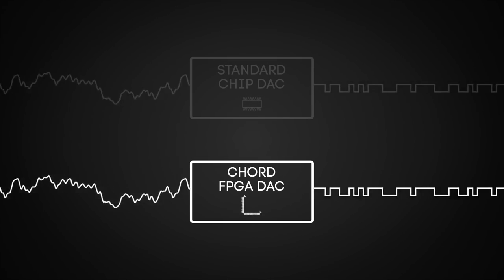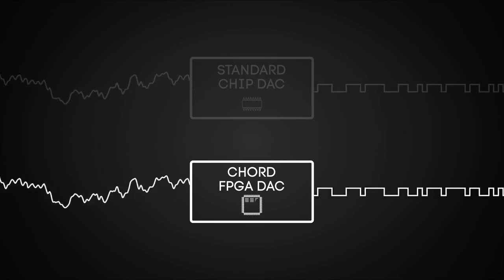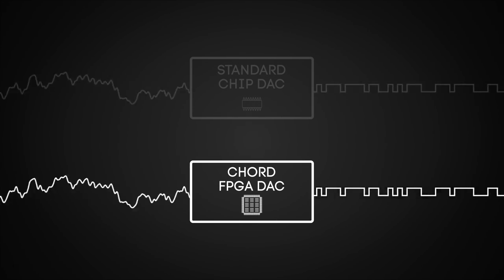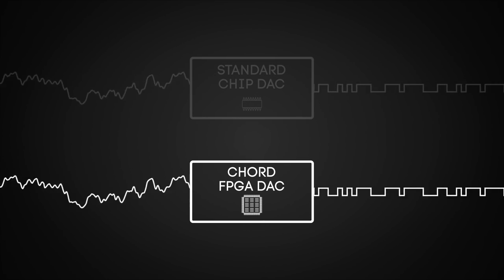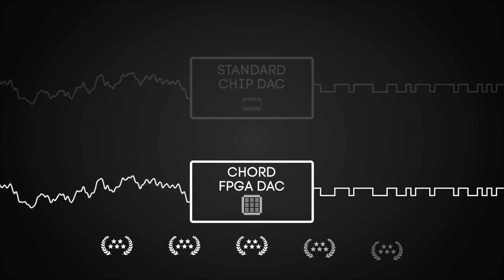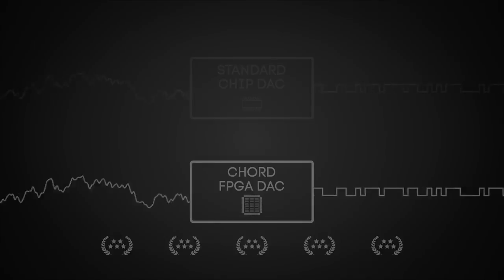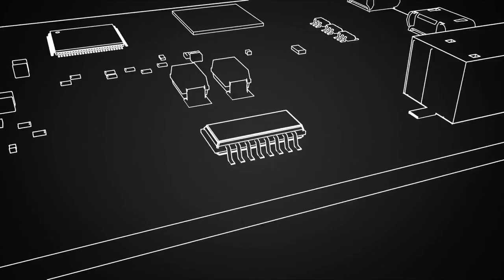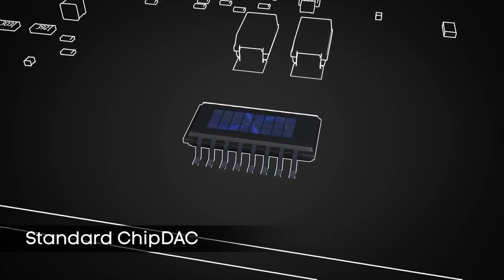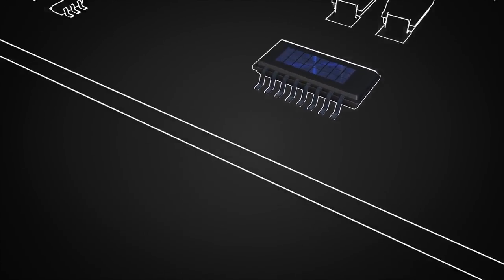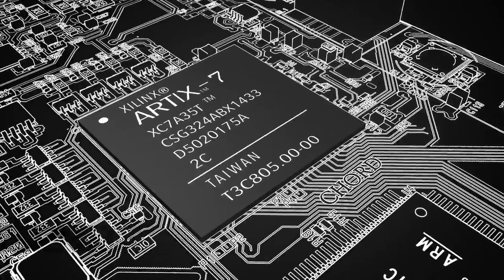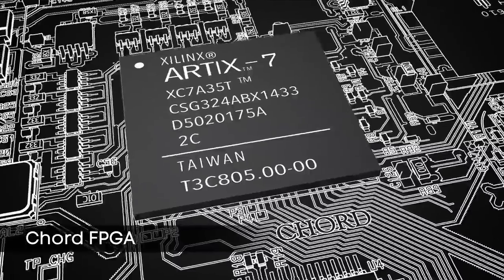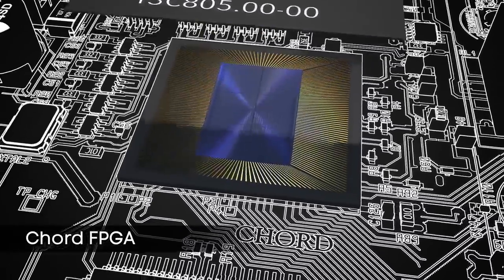We designed the chip from the ground up with unique coding. With our DAC, we control everything and reproduce the original waveform with astonishing accuracy through the use of Rob Watts' multi-award-winning technologies. Looking at the board itself, you may not initially see a difference. A standard chip DAC uses the standard chip that we talked about earlier. Chord DACs use a very sophisticated, custom-coded field programmable gate array, or FPGA.